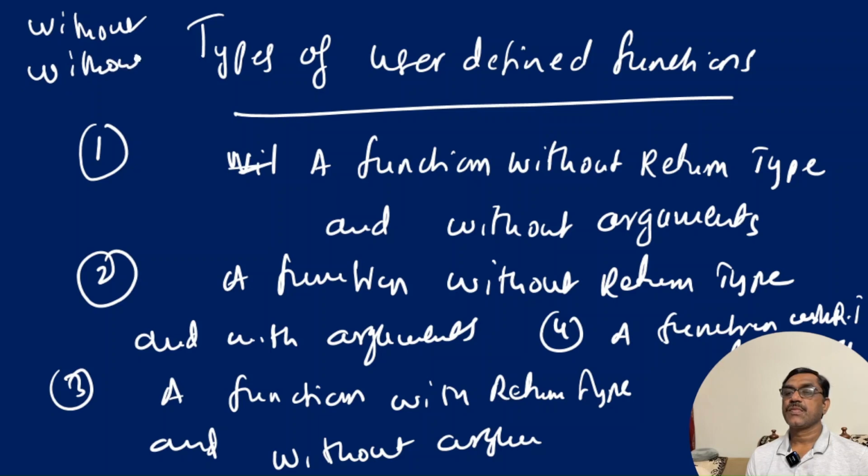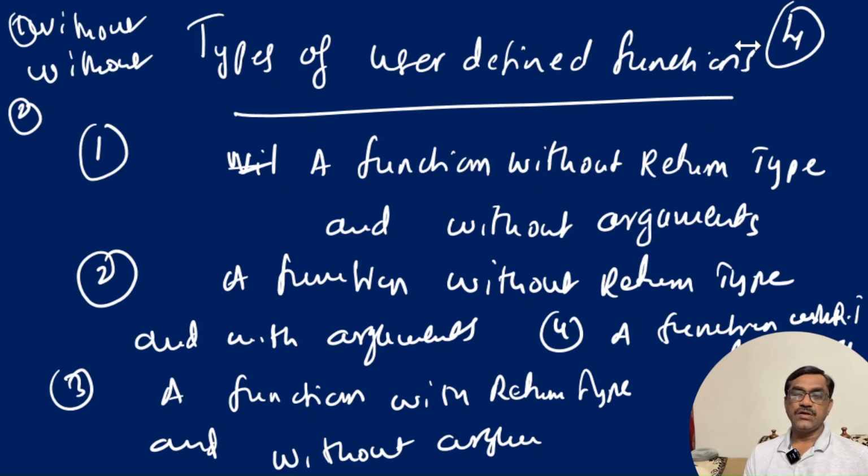Simply, you can say the first one is without, without. The second is without, with. That you remember. So how many types of user-defined functions are there? Four, right? In the coming classes, we will discuss the syntax of the first type, second type, third type, and fourth one.